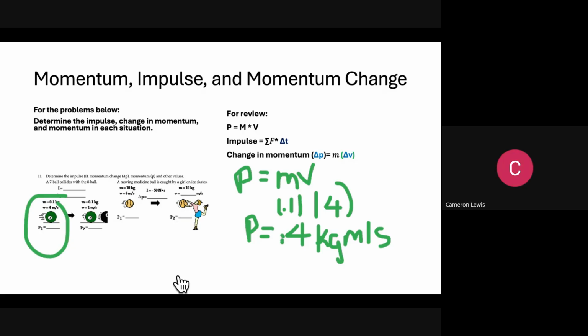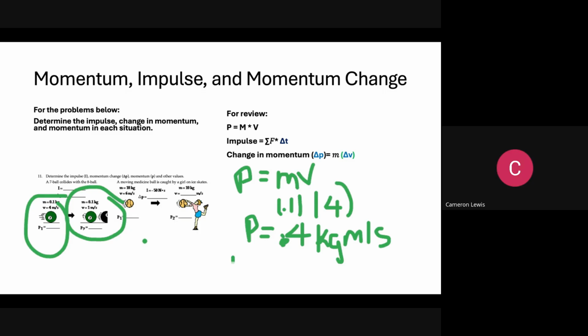Is that right? Yeah. All right. So now we get 0.4. Now let's look at this. We could also find the momentum after the impact with the ball. So now, did the mass change at all?